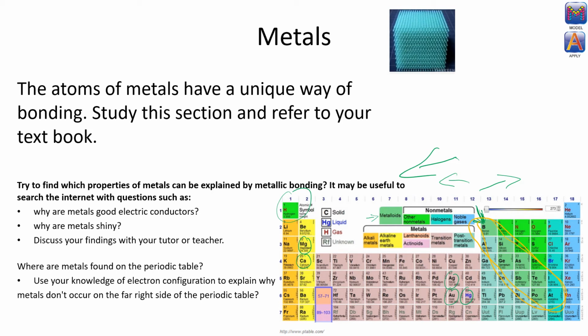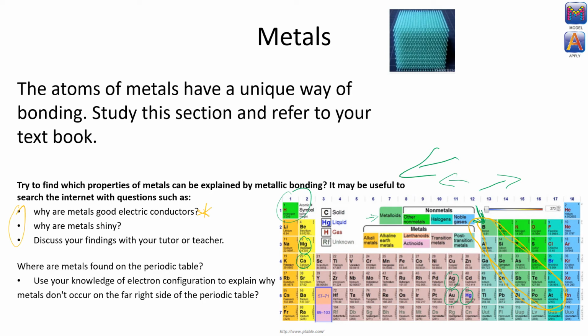So this is a good point to open up your textbook and refer to some of the stuff that's written there. But what you want to have a look at is some of these questions here. Why are metals good electric conductors? Why are they shiny? So what this comes down to is that metals tend to be good conductors because they tend to be able to lose their electrons quite easily.